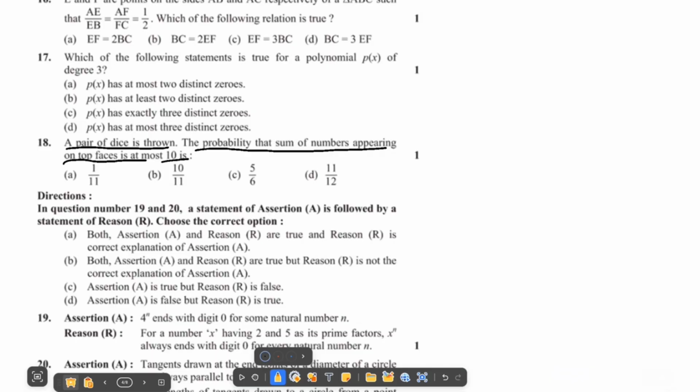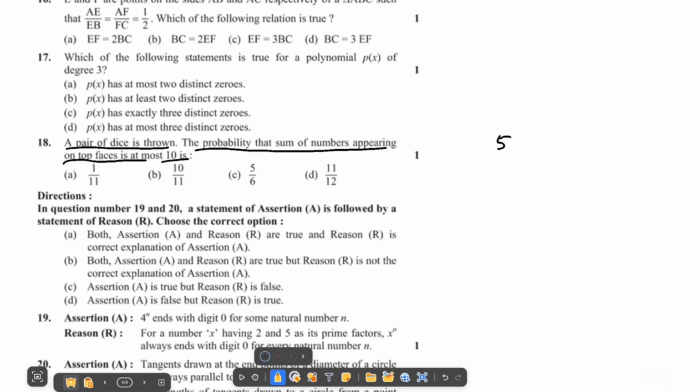In these 36 outcomes, if we add the numbers on the top faces, the sum should be at most 10. At most 10 means we should not exceed 10. It can be less than 10, but it should not exceed 10. Now let's find out the outcomes whose sum is more than 10.